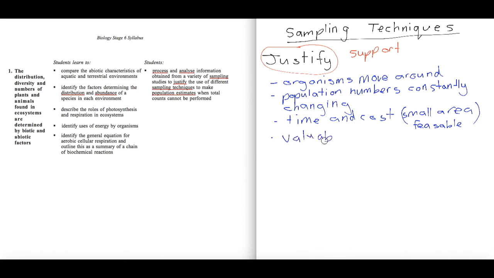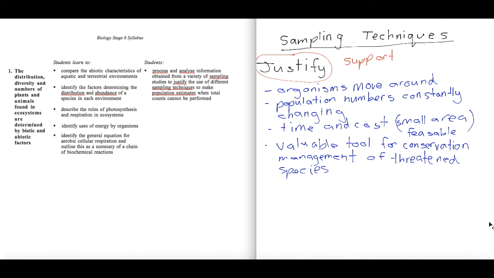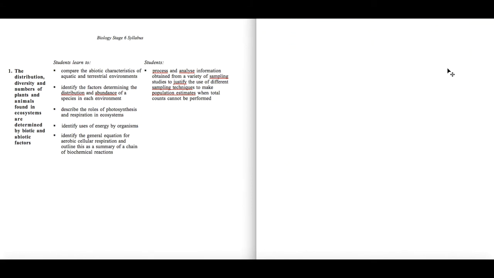Now, these sampling techniques are also very valuable tools for conservation management of threatened species. So what do I mean by this? Well, instead of trying to capture and count all the organisms of a particular species, so for example of a threatened species in an environment, by taking a sample from that population and using sampling techniques to make estimates of their population in the environment, it limits the disruption to that threatened species.